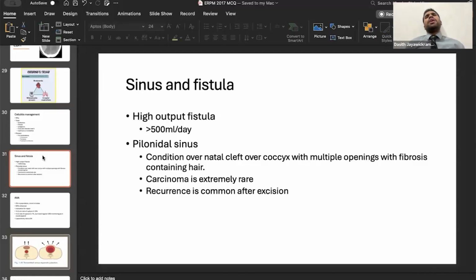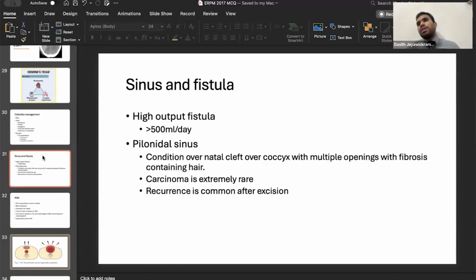So what is a pilonidal sinus? It's a condition of the natal cleft, mainly in the region of the coccyx. There are multiple points of discharge, and these are connected together by fibrous tissue. There's a lot of fibrosis, and this can cause infection and discharge.